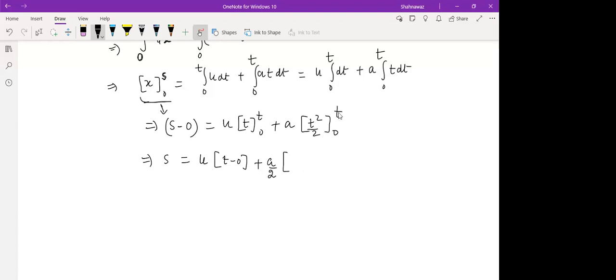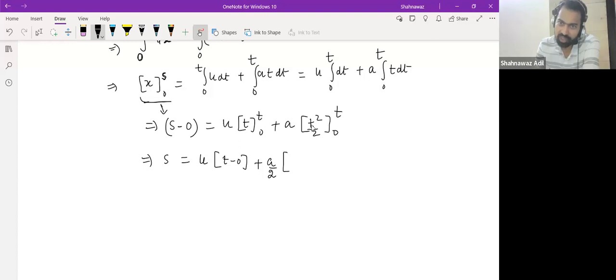So we have to put t in place of t, right? So this is looking like, say, the function is t square. First we have to put t and then we have to put 0. So one would be t square and the other one would be 0 square. Is that clear?